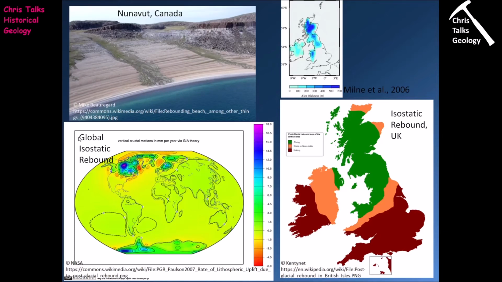Now, in terms of global isostatic rebound, where do we find most of it? Well, unsurprisingly, we find most of it in areas which were covered by substantial ice sheets during the last ice age.